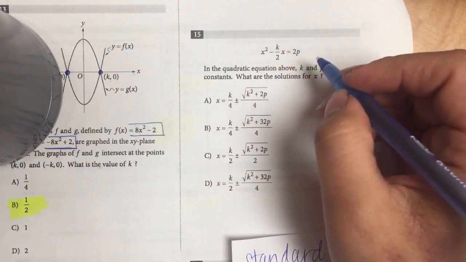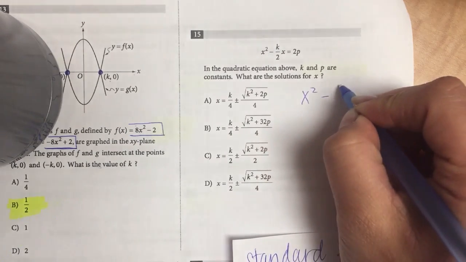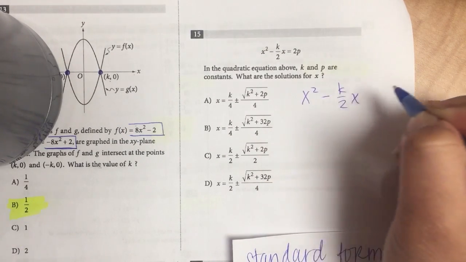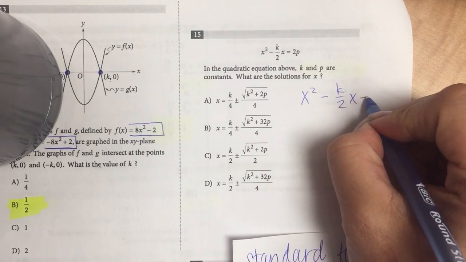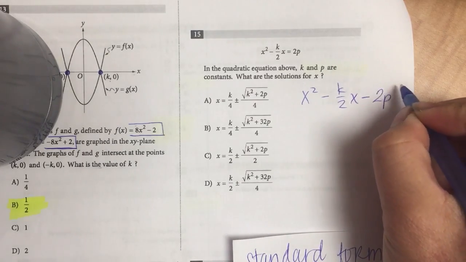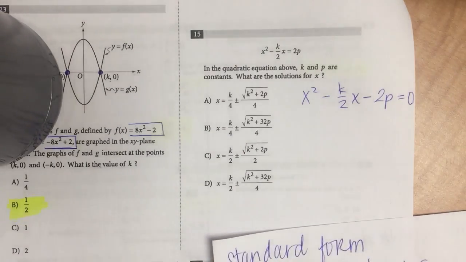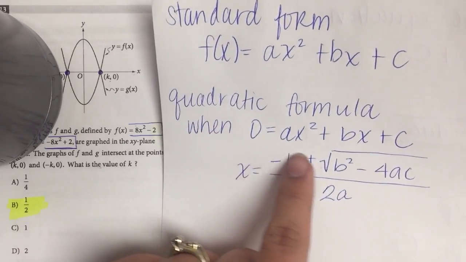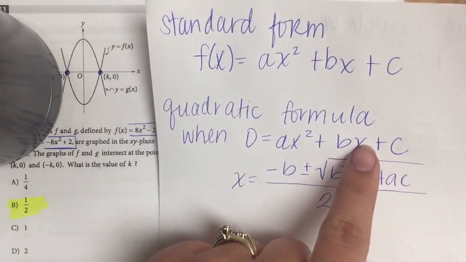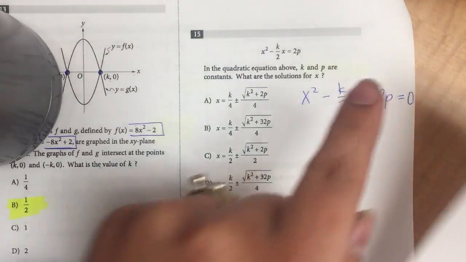So that would be x squared minus k over 2x. And to bring 2p to the other side, we subtract from both sides. So minus 2p. And 2p minus 2p is just 0, so that's equal to 0. And the reason why I want to do that is so that we can use this quadratic formula over here when we have a quadratic expression equal to 0, which we have. We can use this setup here.